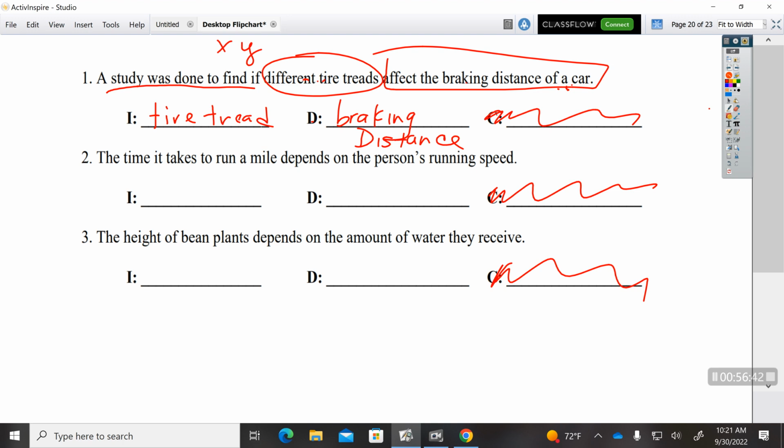Focus on what I'm doing on the board. So here, the time it takes to run a mile. Time to run a mile. That depends on, so already you know, time to run a mile is your dependent. How come that's dependent? Because it says it depends. It depends on what? The running speed. So that would be your independent variable.